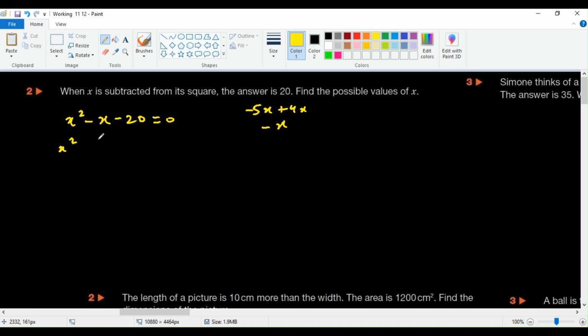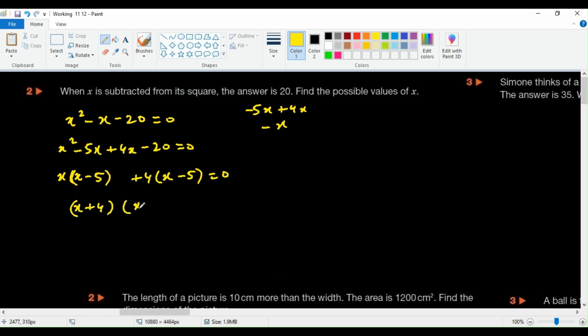So we write this quadratic equation in this form, and we know very well that minus 5x and plus 4x gives us a minus x. And in here we can see x minus 5 in the first bracket, and we copy down this in another bracket, and we can see it is a plus 4x, we already have x, and we write plus 4. So x plus 4 in one bracket and x minus 5 in another bracket. So x plus 4 equals 0 and x minus 5 also equal to 0.